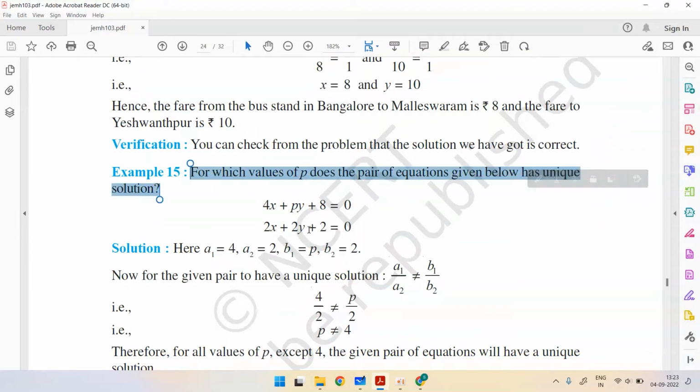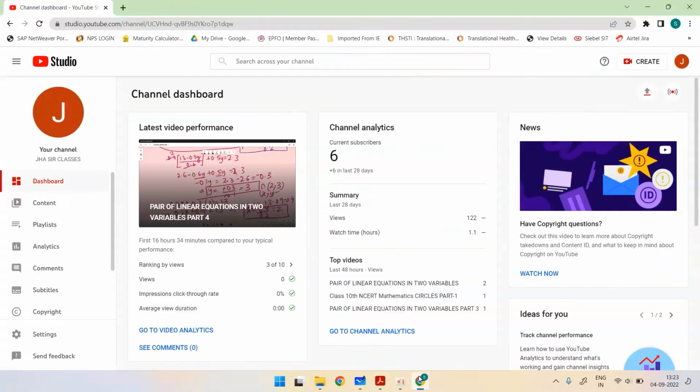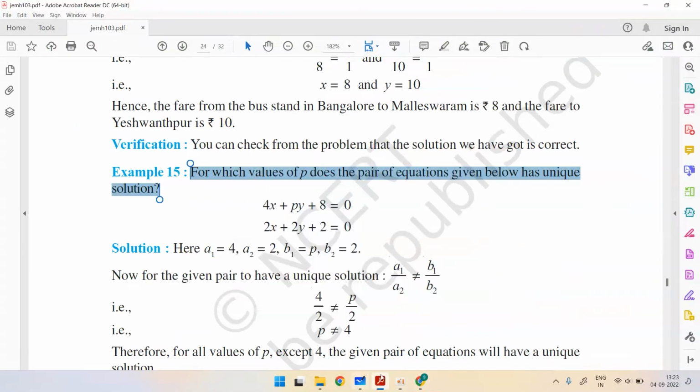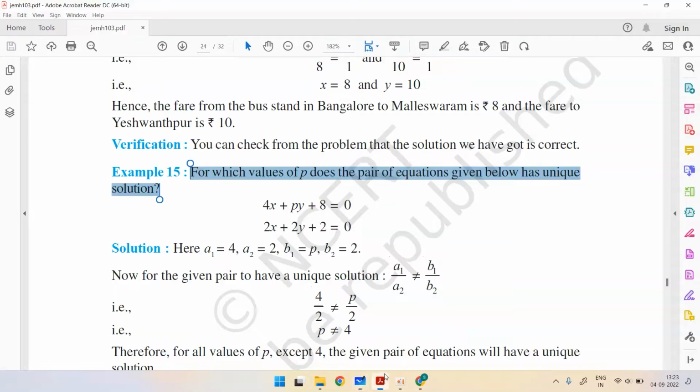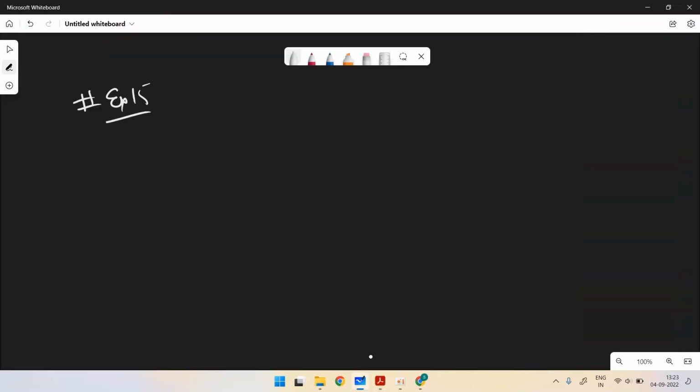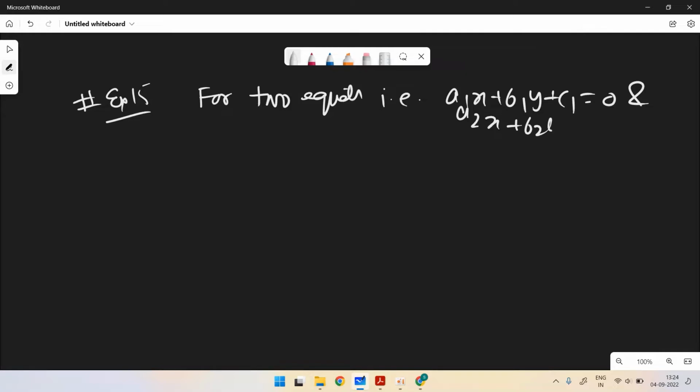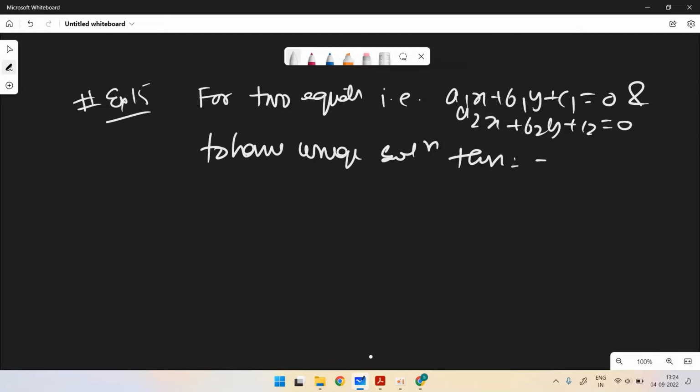Now next is, for which values of p does the pair of equations below have a unique solution? Unique solution. So what is unique solution? I've also told you many times, example 15, that for two equations a1x plus b1y plus c1 equal to 0 and a2x plus b2y plus c2 equal to 0, to have a unique solution, a1 by a2 should not be equal to b1 by b2.